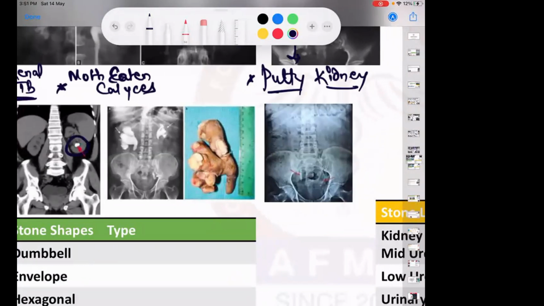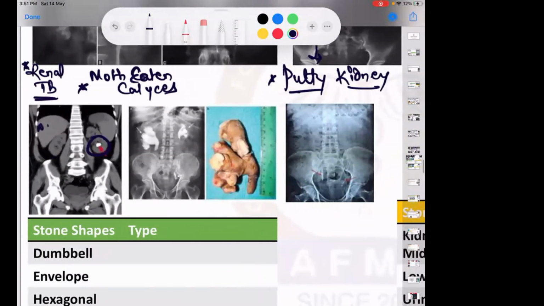This is a NCCT abdomen. And what is this on NCCT abdomen? In the kidneys, you can see there is a calcified structure. That is what is called a renal stone.